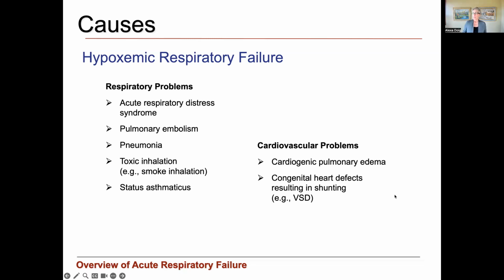There are also, remember, a number of cardiovascular problems that can affect the lungs and gas exchange. So any patient that develops cardiogenic pulmonary edema, that's usually a left ventricular failure case. Okay, could be acute, could be chronic.